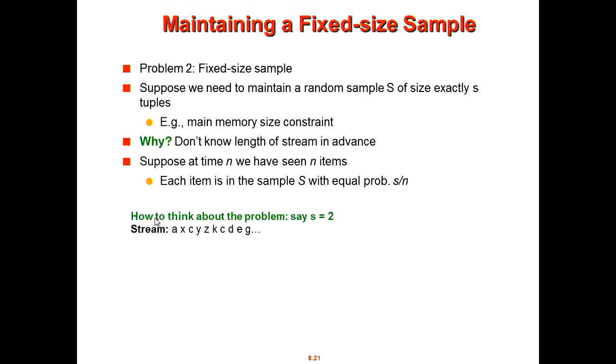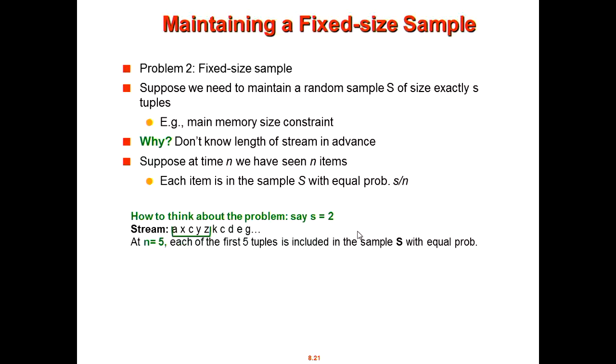So let's look at this example. How to think about the problem? Assume that S is 2. We only keep 2 tuples all the time. And the stream we received is like this: A, X, C, Y, Z, K, C, D, E, G, an infinite data stream. So we want to use only 2 characters to represent the original data stream.